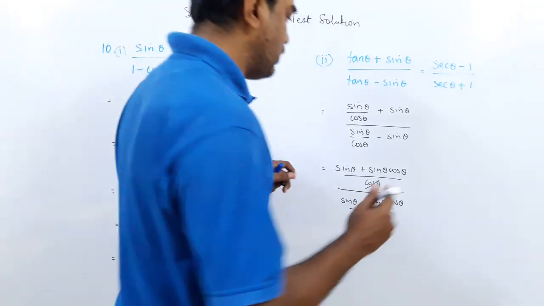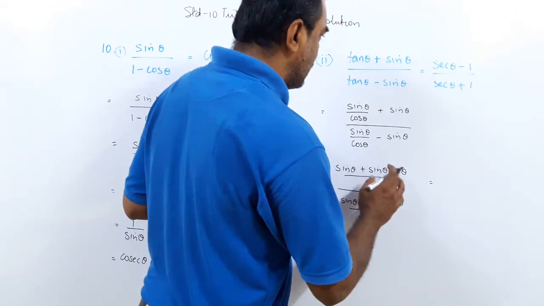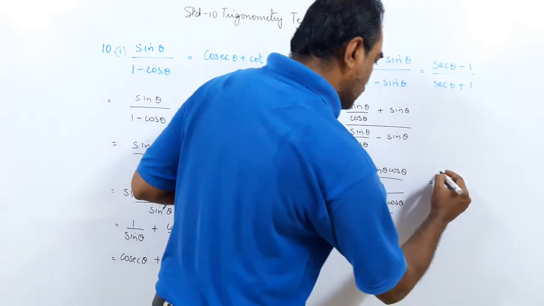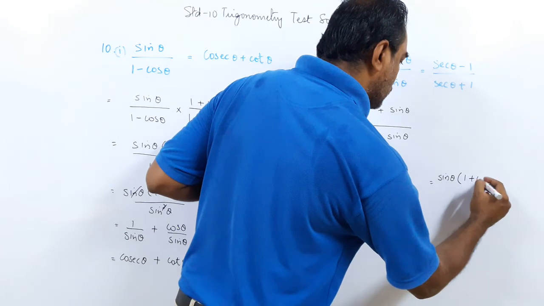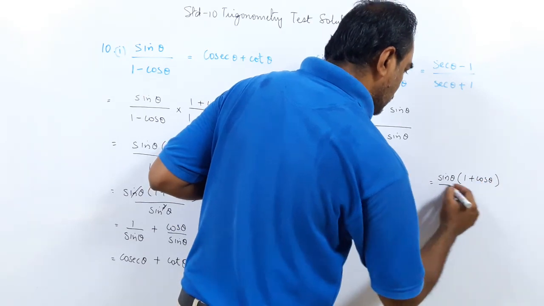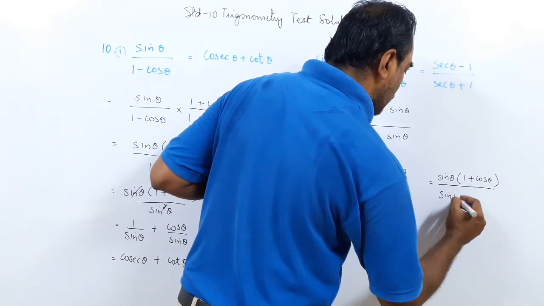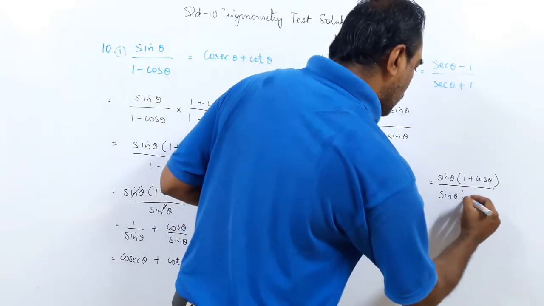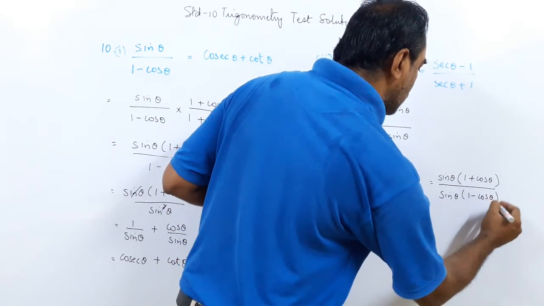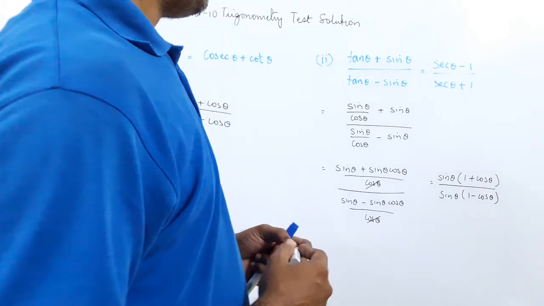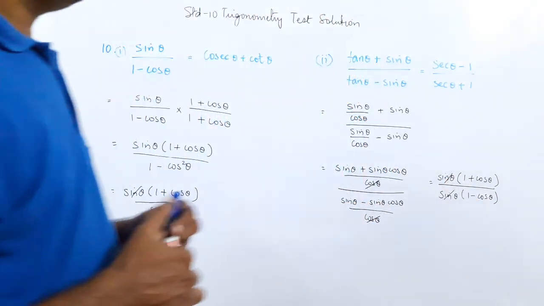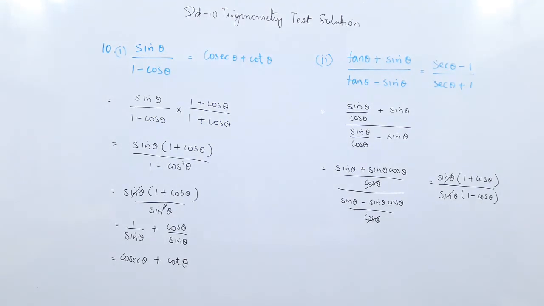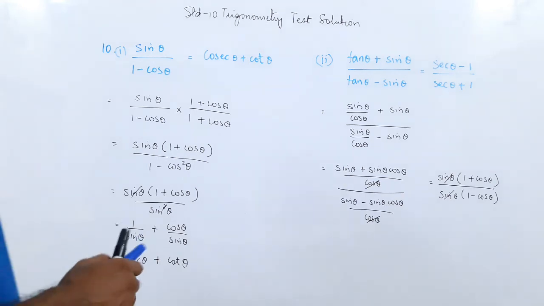But what else can be done here? The sin theta can be taken common in both. So we get sin theta common. So what do we get here? 1 plus cos theta. Below if we take sin theta common, what do we get here? 1 minus cos theta. Right. Now the sin theta gets cut off. So we are left with what? We are left with 1 plus cos theta upon 1 minus cos theta.